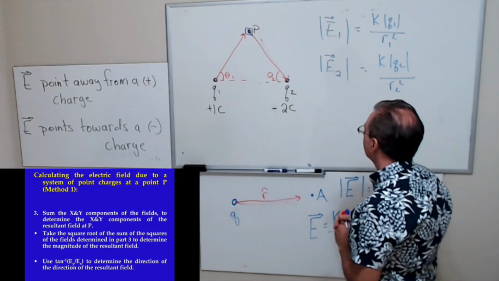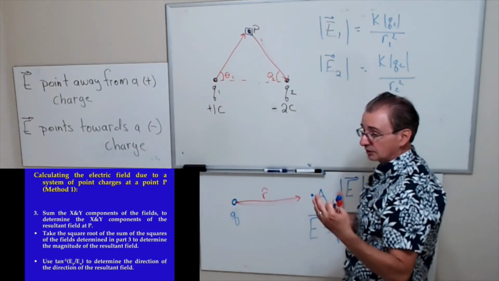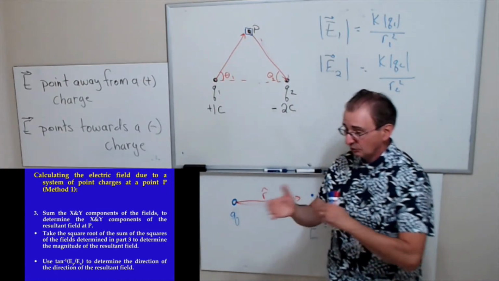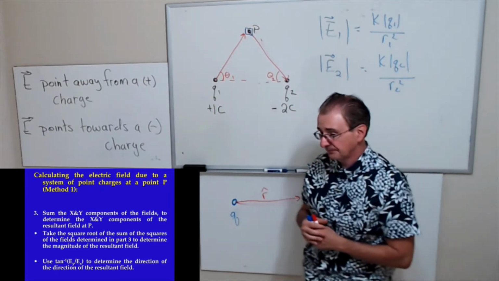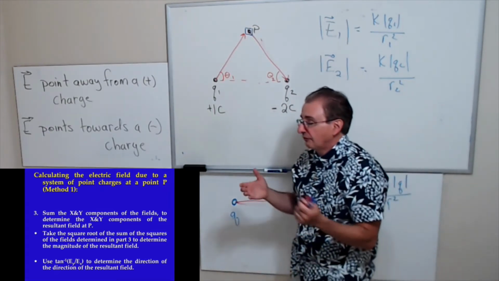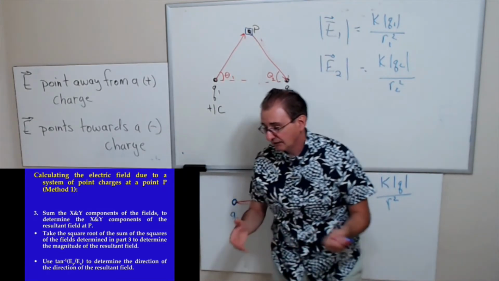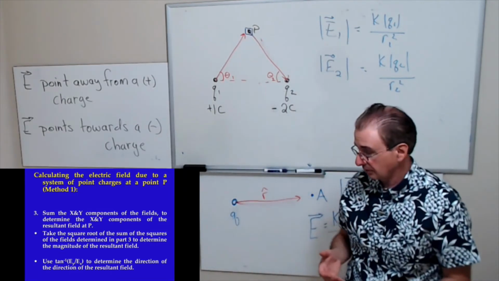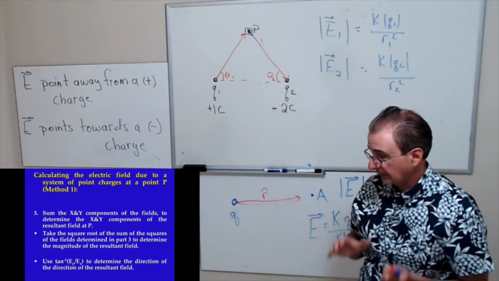Okay. So once we know the sum of the x components and the sum of the y components, then I have to use the Pythagorean theorem to find the magnitude, and then the inverse tangent function to find the direction. And that's it.